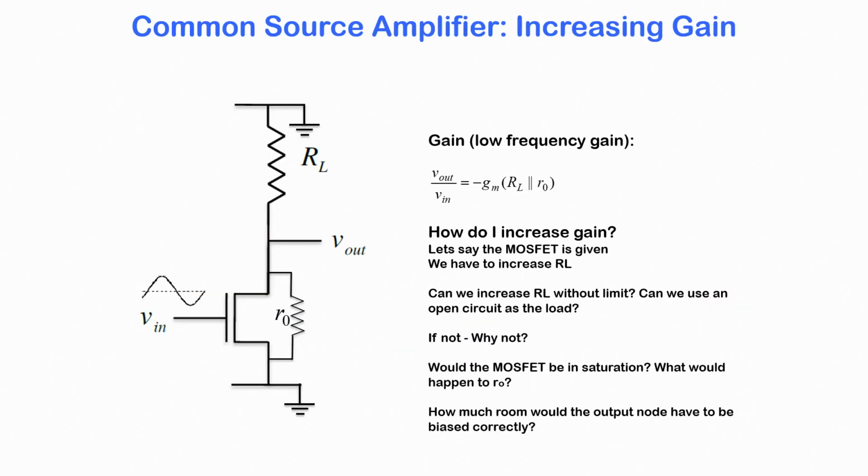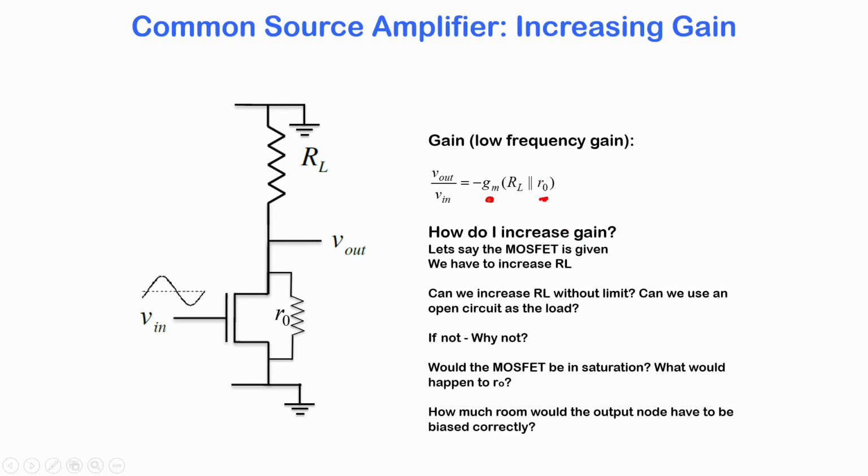So, now let us look at the next question. We know what the gain of the circuit is. So, how do I increase gain? I want to make the gain higher. The first could be to try and get rid of channel length modulation, but that is not really a very practical solution. You can't get rid of channel length modulation. So, Ro is not going to change, that is there to stay.